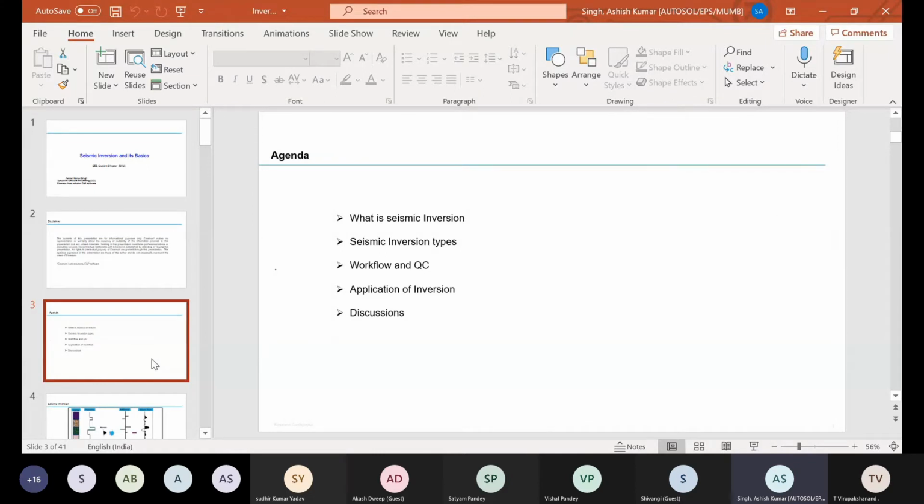Okay. So today I will be covering what seismic inversion is, why it is used, and what the basic seismic inversion types are. I will show a workflow and how to do the QC of the inversion, and I will present a case study of the application of inversion which I wrote in 2014 in The Leading Edge, the SEG journal, followed by discussion.